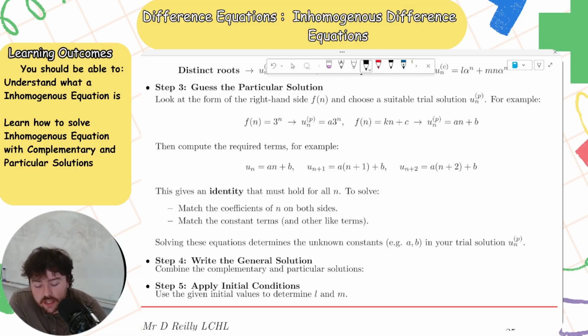And then we need to compute it for each term. So u_n is an plus b. That means u_{n+1}, wherever I have an n, I'm putting in n plus 1. So it'd be a times n plus 1 plus b. And u_{n+2} would be a times n plus 2 plus b. So wherever I have n, I'm putting in n plus 2. So we then sub it back into my original difference equation, and we're going to get an algebraic identity.